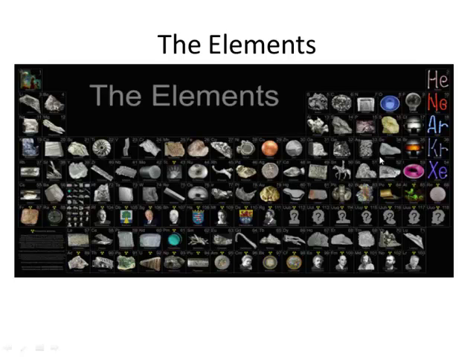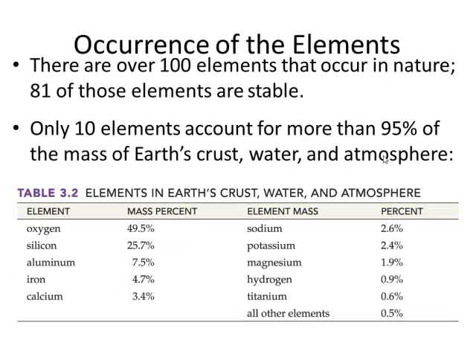So we're going to talk about elements in this section of the lecture. The first thing is that elements are the building blocks of matter. There are over 100 elements that occur in nature, and 81 of them are stable. Element 92, uranium, is the last element that's found free in nature. Everything after 92 is made in the laboratory.